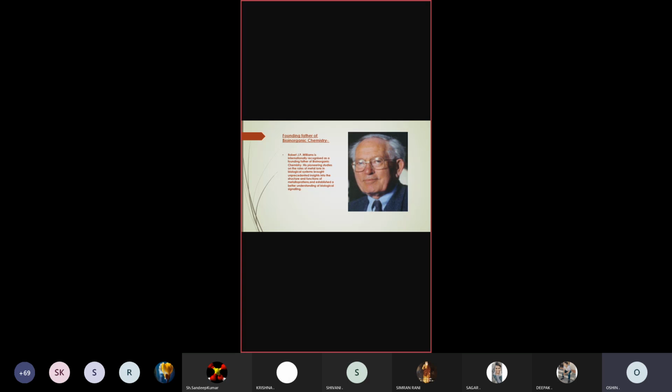Next on this slide, we have the image of Robert J.P. Williams, who is internationally recognized as the father of bioinorganic chemistry for his pioneering studies on the roles of metal ions in biological systems.